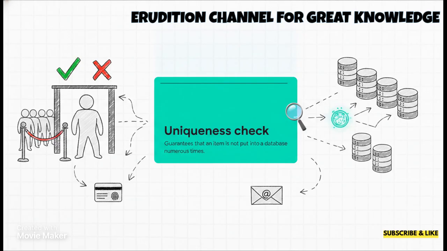Finishing off our rapid-fire sequence is the uniqueness check. Some data, like a PAN or an email ID, is entirely unique by nature. These fields should typically only contain unique items in your database. A uniqueness check essentially acts as a bouncer, guaranteeing that an item is not put into a database numerous times, which completely ruins your metrics and creates massive, annoying duplications.